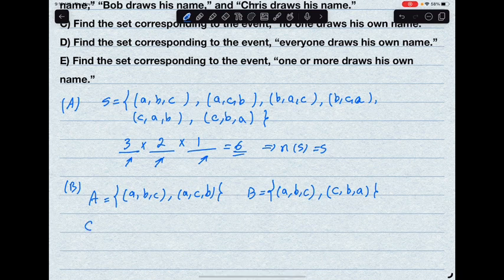What's C? Okay, the third component must be C. You just look at the 6 triples and choose the ones where the third component is C. So A B C and B A C. Yep, these are the events A, B, and C.